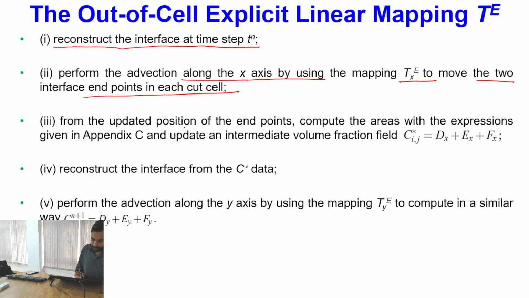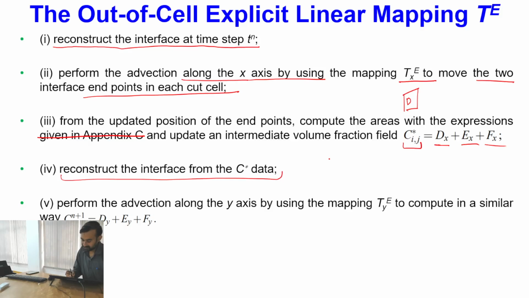Then from the updated position of the endpoints, we compute the area, and of course the expression of the area I have given you in the previous lecture. If you recall, the expression of the area was given in terms of slopes. So using that expression I can calculate the new areas, what is area D, what is area E, etc. And then we can calculate the new value of the volume fraction field as dx plus ex plus fx. And then we again reconstruct the interface, restarting from C star.